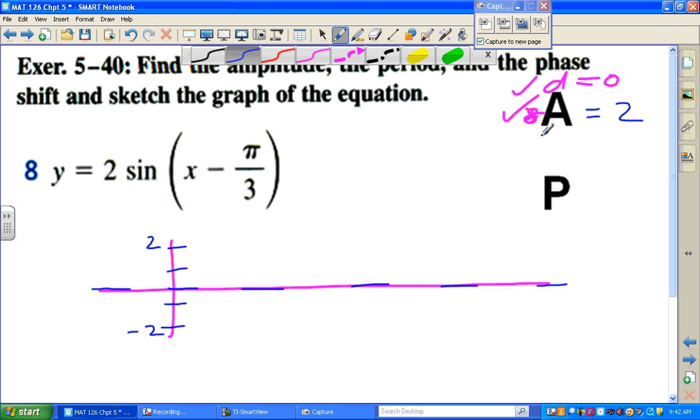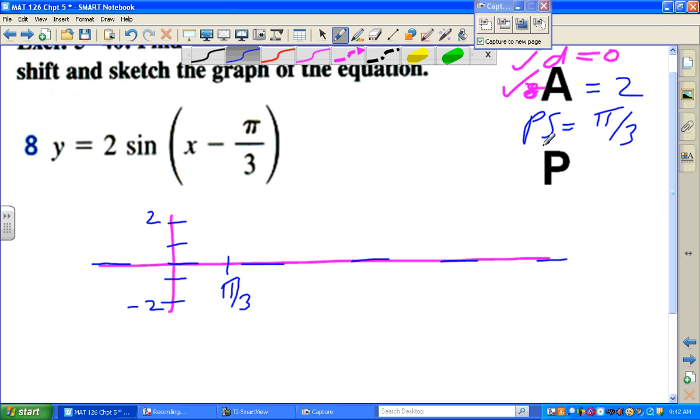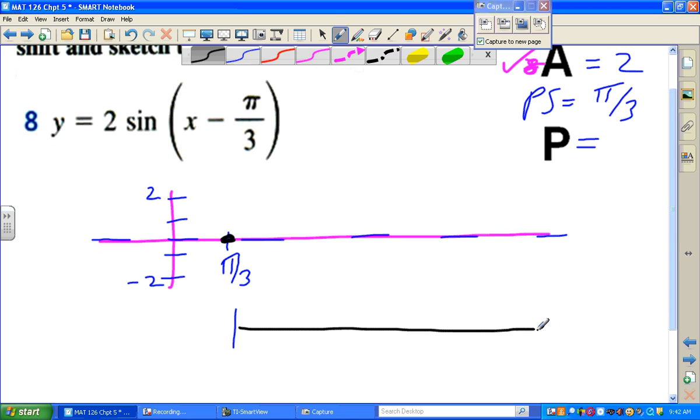What is the phase shift? Pi over 3. So I'm going to start my graph at pi over 3. If I start my graph at pi over 3, what is the length of one cycle? Positive sine, does it start up high, down low, or in the middle of the graph? Yeah, on the axis. Now the question is, what is the length of one cycle? 2 pi divided by 1. That's 2 pi.